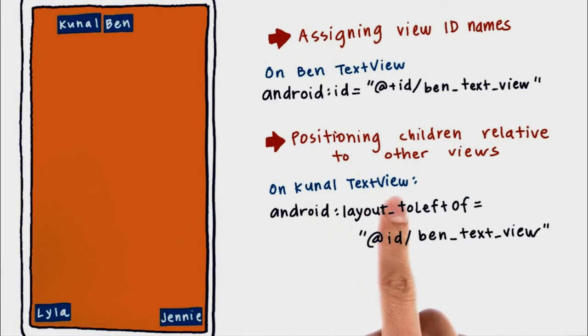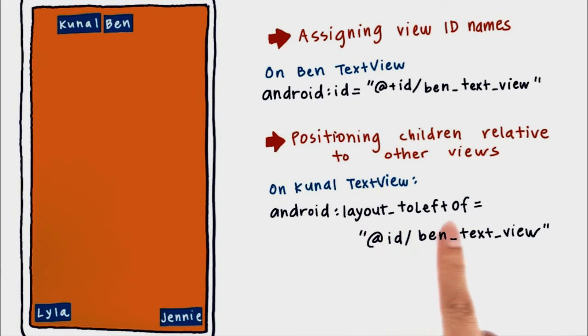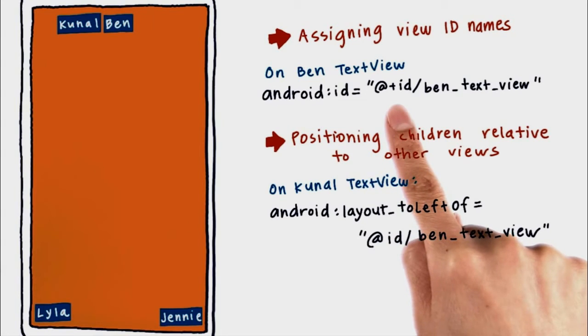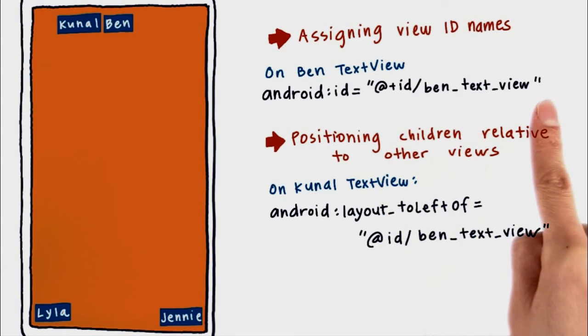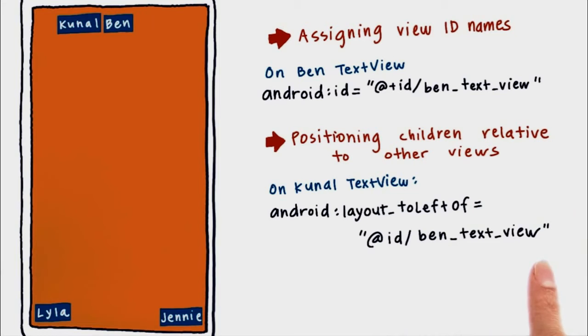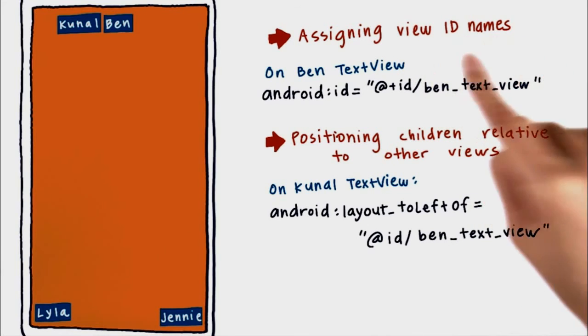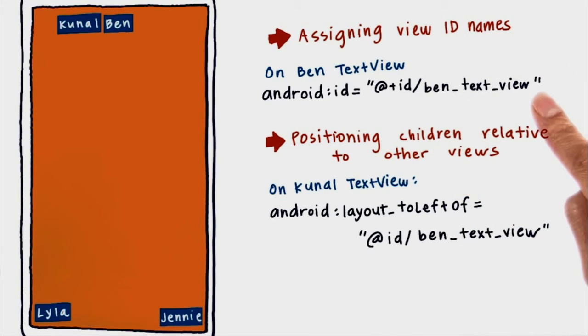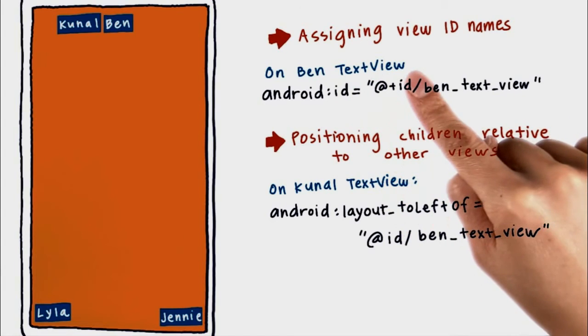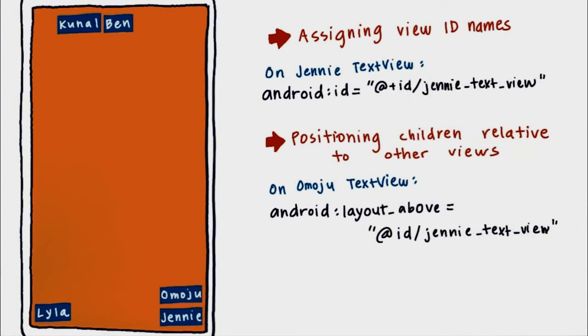So on the Kunal text view, we can add the attribute layout to left of, and we can say it's to the left of the Ben text view. We refer to the ID for the Ben text view using @ID. We don't need to use the plus symbol because we've already defined that ID. This is the second time we're using the ID. When you come up with view ID names, make sure that they're all unique names. Usually picking something related to the content inside of it is helpful. Okay, cool. So that's how you position Kunal to the left of Ben.